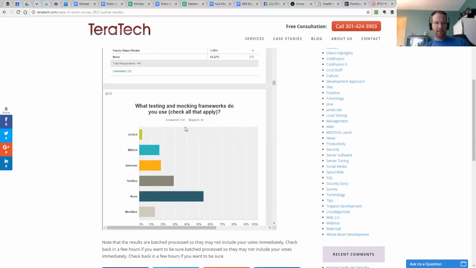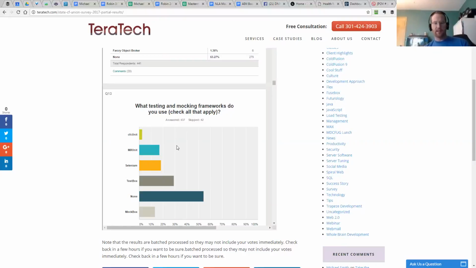Yeah, so MockBox is a part of TestBox, right? You don't have to use MockBox, but it comes as part of TestBox. And TestBox is the only maintained testing framework at this point. MXUnit was very popular, but the creators sort of left the ColdFusion space.